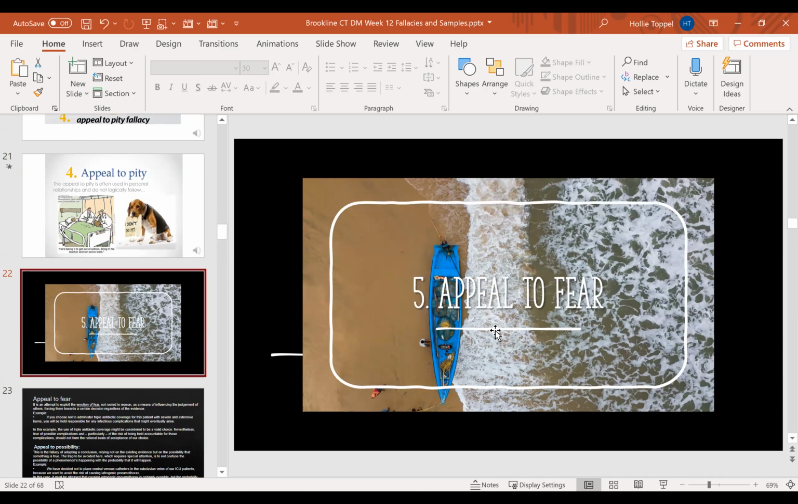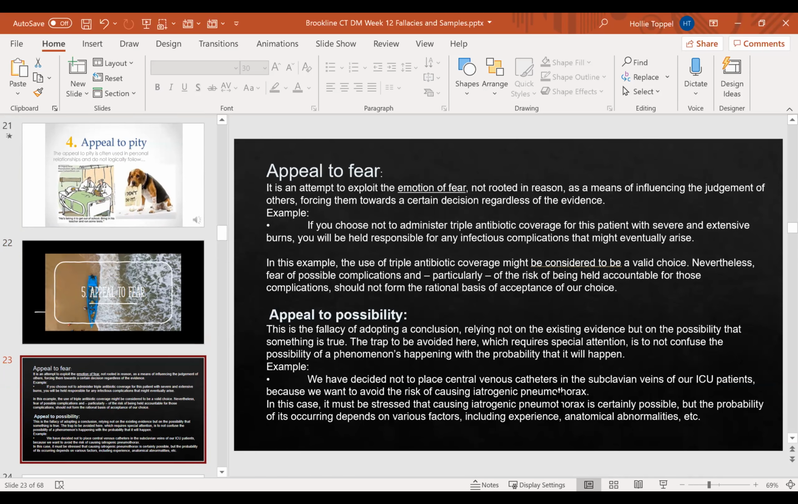Appeal to fear. That is another one that we have. And here are some examples of appeal to fear. If you chose not to administer a triple antibiotic coverage for a patient with severe and extensive burns, you will be held responsible for any infectious complications that might eventually arise. Okay, so this is the example. A doctor doesn't want to do a triple antibiotic like Neosporin. It might be considered a value choice, but because of the fear of possible complications and particularly a risk of being accountable for the complication, the doctor just may prescribe it.